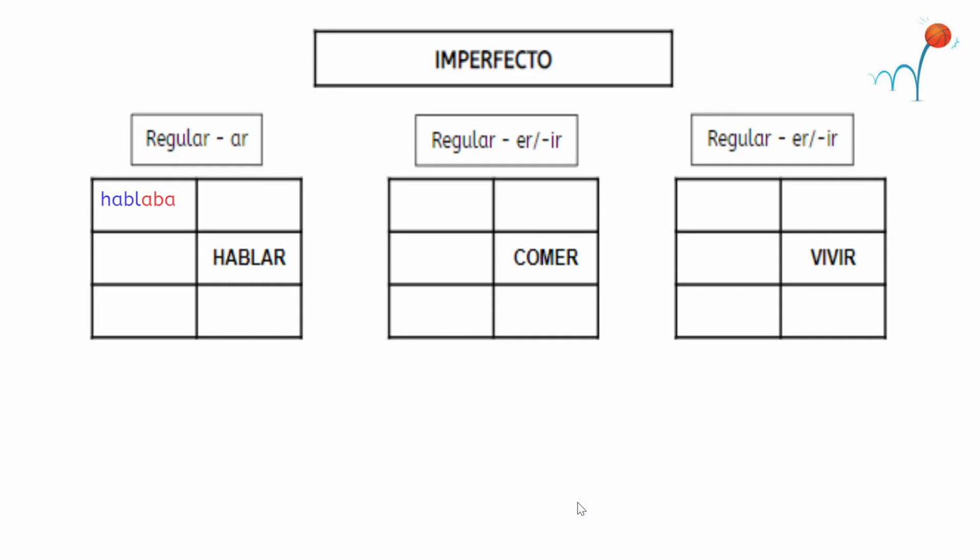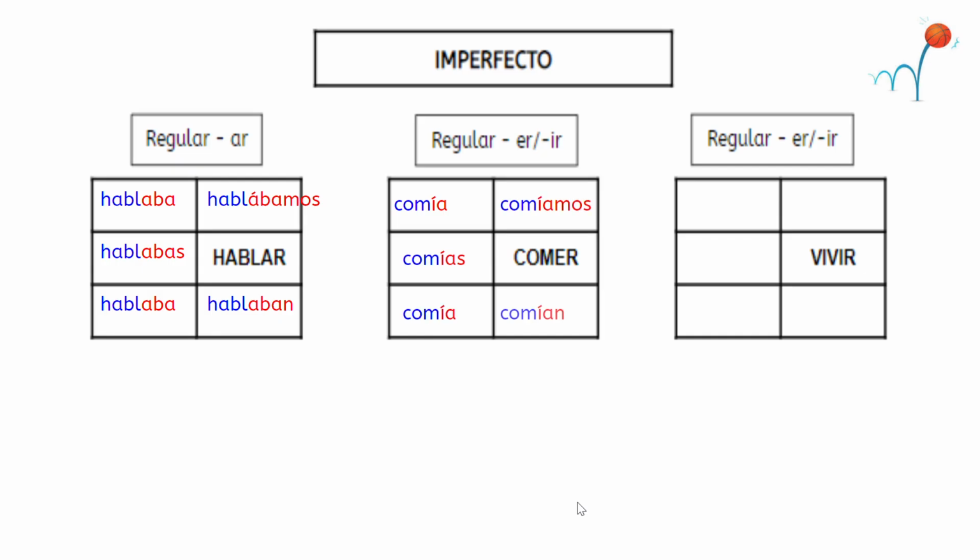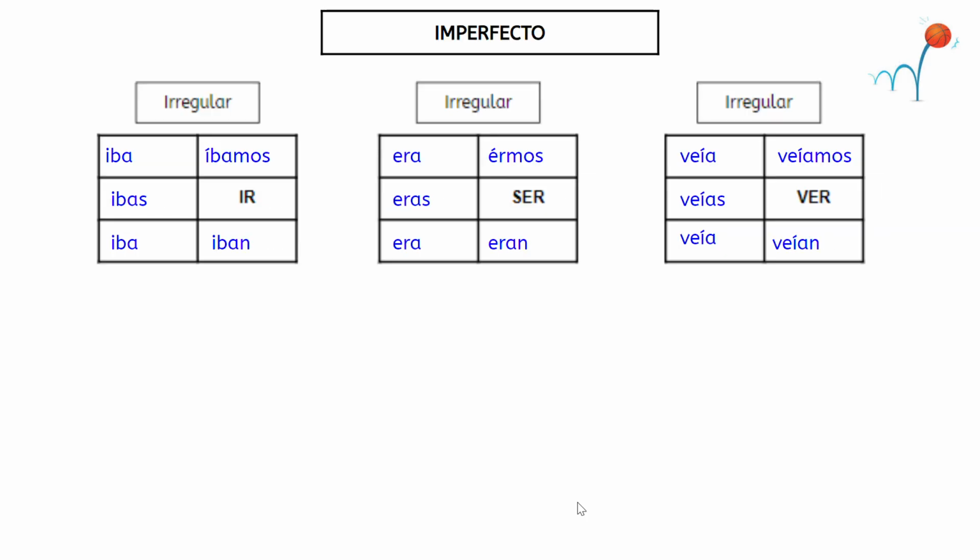Okay, to conjugate your imperfect, AR verbs are aba, abas, aba, abamos, aban. ERs and IRs, ía, ías, ía, íamos, ían, íamos, ían. This one's much easier to conjugate. Here are your irregulars.